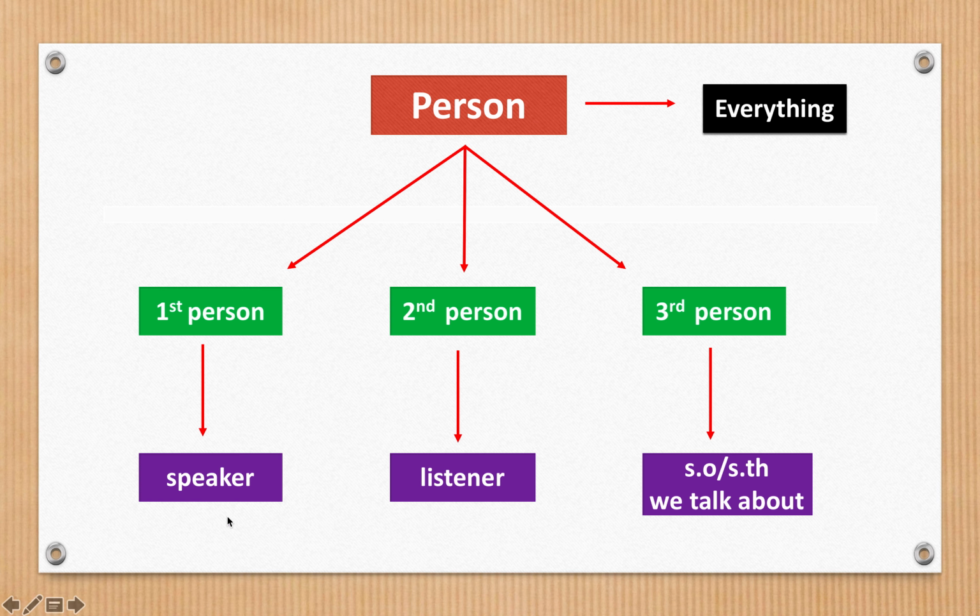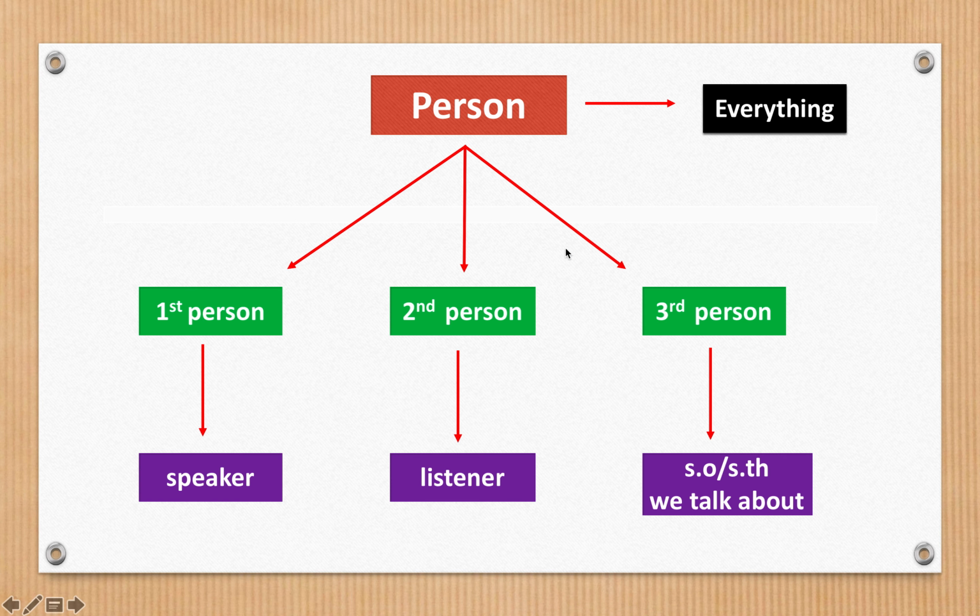Let me explain again. First person, the speaker: right now, I am the speaker, so I'm the first person. And the listener, you are the listener right now, so you are the second person. And someone or something we talk about, that is called third person.